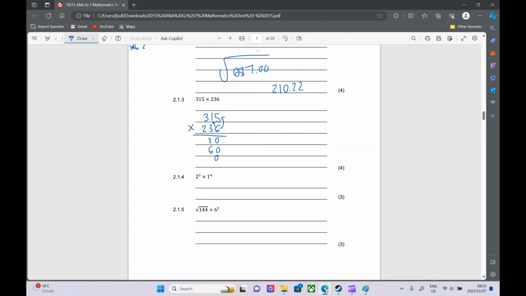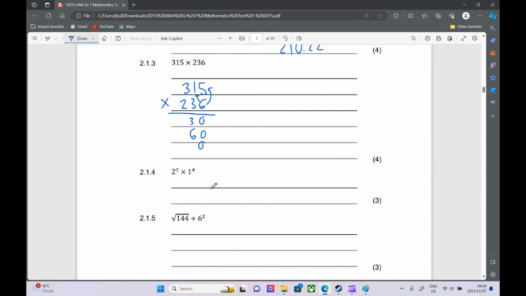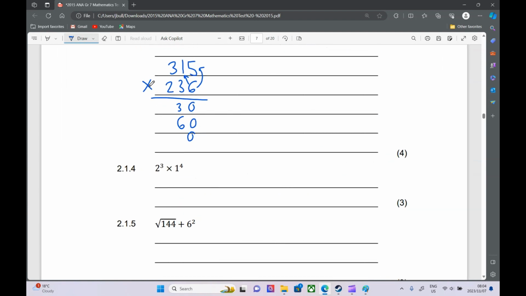Okay, let's carry on. So then we've got some cube numbers. 2 to the power of 3 means 2 times 2 times 2, which would give us 8. You might know that immediately. And 1 to the power of 4 is 1 times 1 times 1 times 1, which is still just 1. So what this is asking us is 2 to the power of 3 times 1 to the power of 4, which is the same as saying 8 times 1, which is just 8.